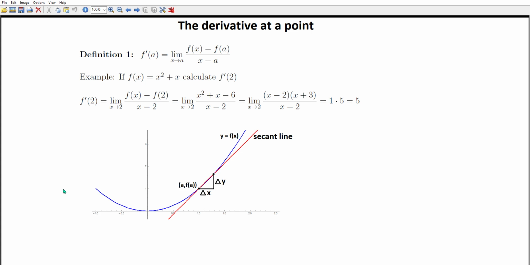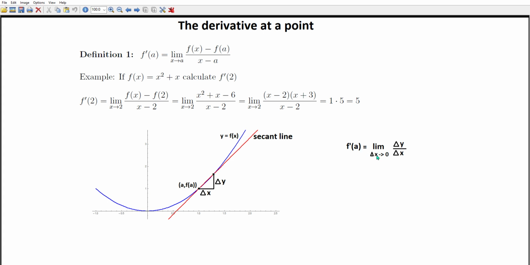So we start looking at our picture again. We have our point (a, f of a), where we want to draw a tangent line. We pick another point on the curve y equals f of x. We draw a secant line through it. The slope of our secant line is going to be delta y over delta x. To find the slope of the tangent, we're going to take this point and slide it down the curve towards (a, f of a). And what's going to happen then is delta x is going to go to 0, which means the slope is going to go to f prime of a.